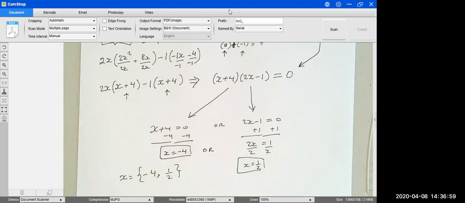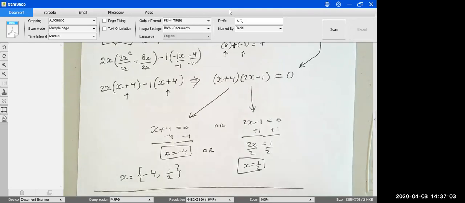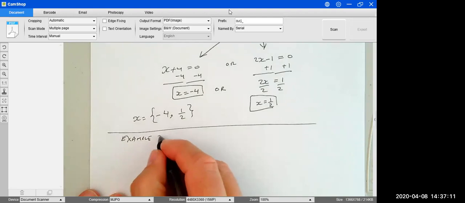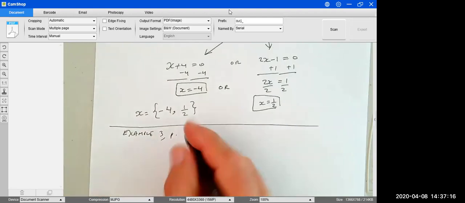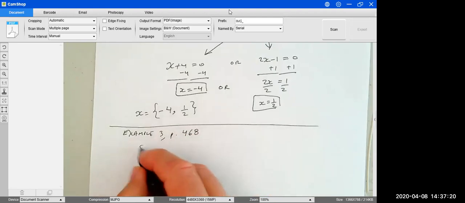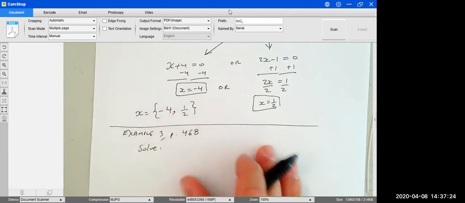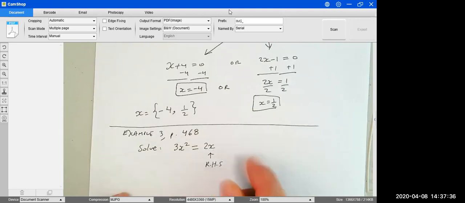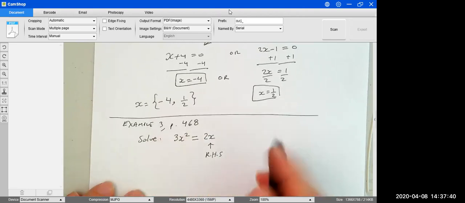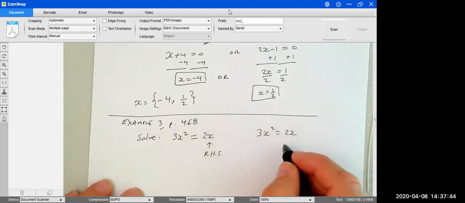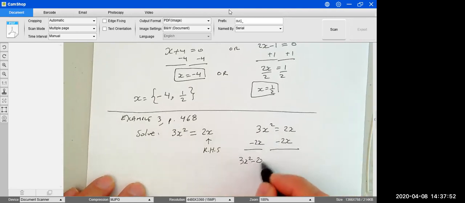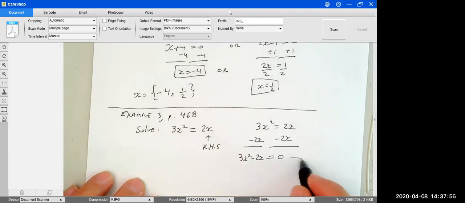So now let's work example 3. Example 3 on page 468. So we're going to solve the following quadratic equation, 3x squared equals 2x. So the first thing is that my right hand side is not 0. This is my right hand side. So I need to move this to the left hand side. So the way that you're gonna do it is just, you're gonna subtract 2x from both sides of the equation. So you end up with 3x squared minus 2x equals to 0. So now my right hand side is 0.